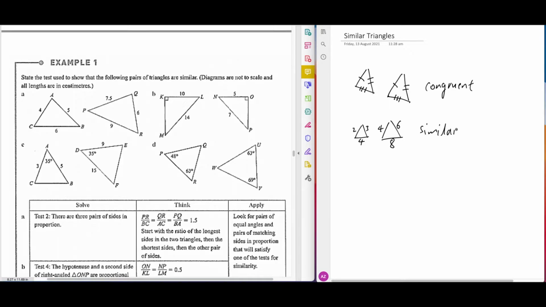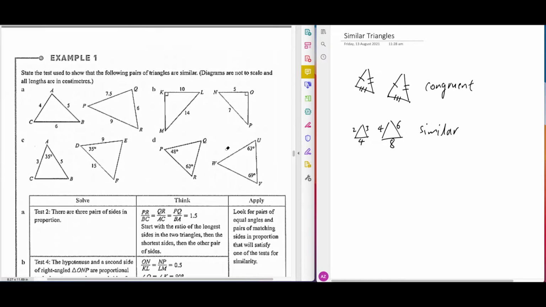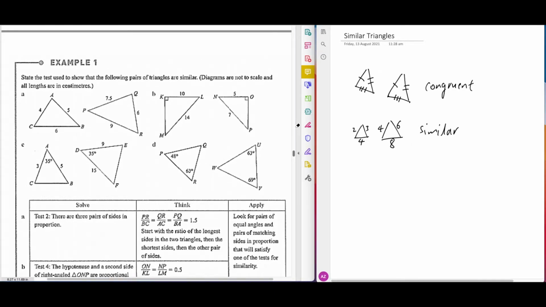Now with similar triangles, there's also 4 tests, so make sure you remember them. The tests for similar triangles are a little bit different because the reasoning can be a bit more tedious, so I'm just going to go through it. The question says, state the test used to show that the following pairs of triangles are similar. Diagrams are not drawn to scale and all lengths are in centimeters. Okay, so if you see a question where they give you the length of the 3 sides and to show that they're similar, what you can do is just find the ratio of all the sides. So what that means is this.